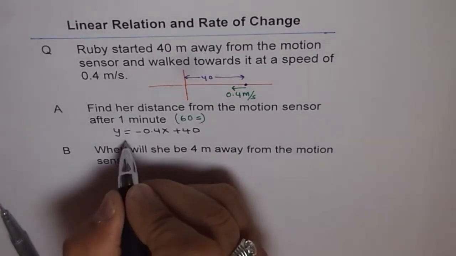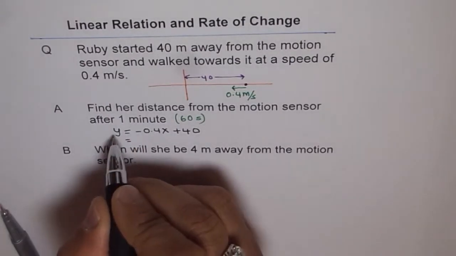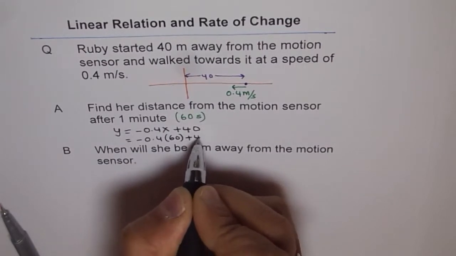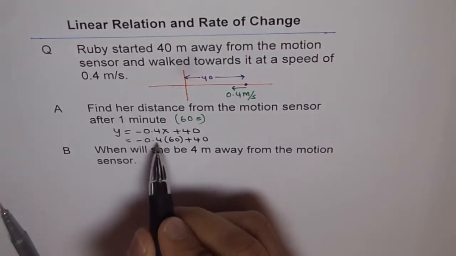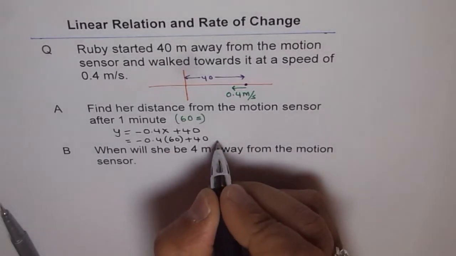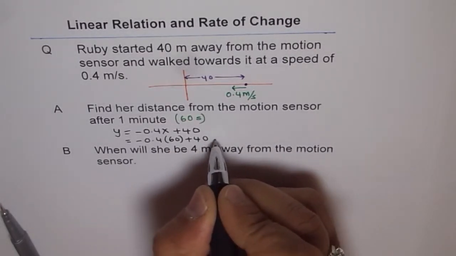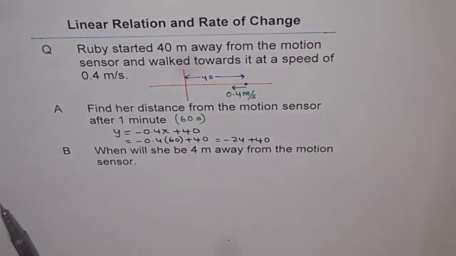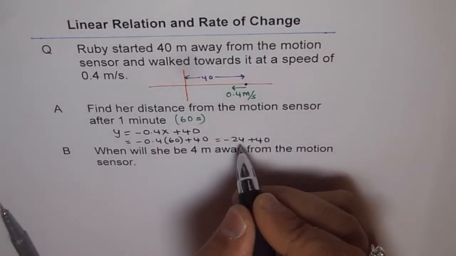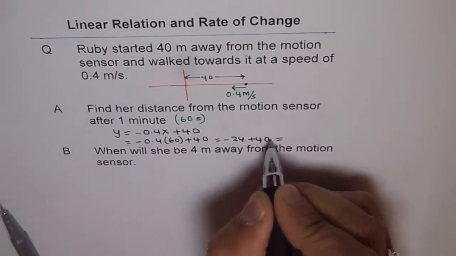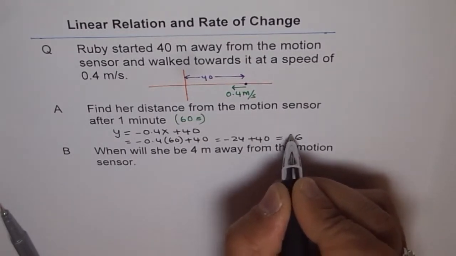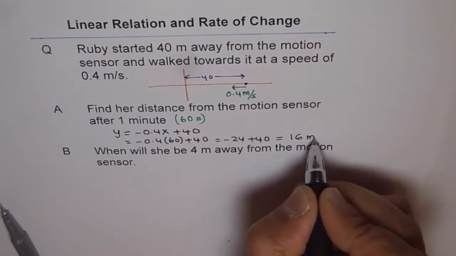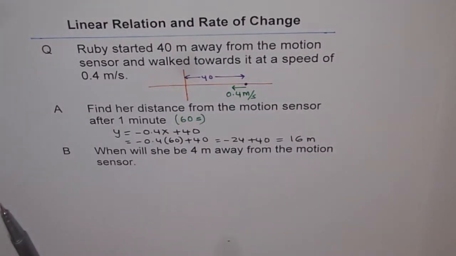Let's do it. So basically what we are saying is, final distance will be minus 0.4 times 60 plus 40. Okay, so 4 times 6 is 24. So we have minus 24 plus 40. Correct? And that gives you the answer. So 40 minus 24, you get 16. So that is the final distance, and that becomes your answer in meters. So that's the way to do it.